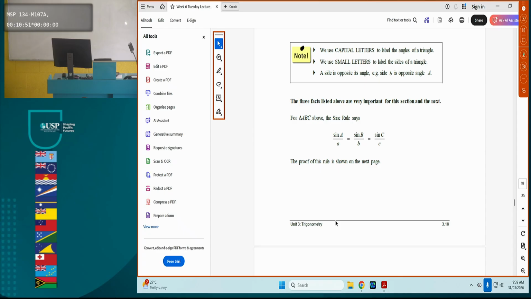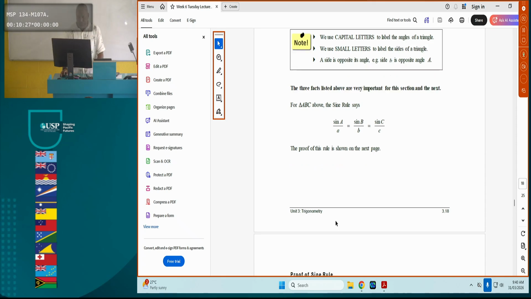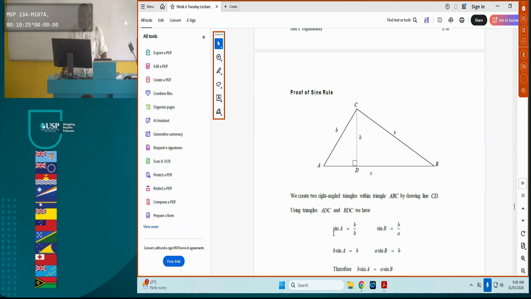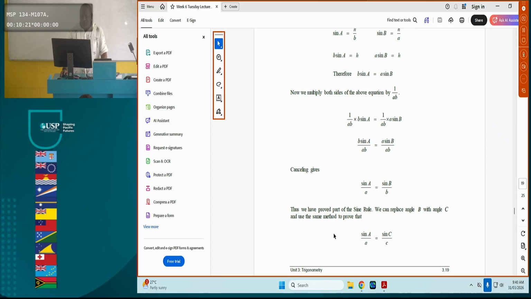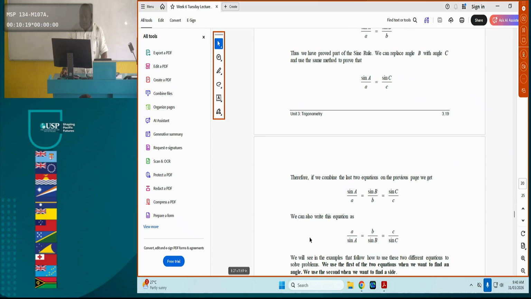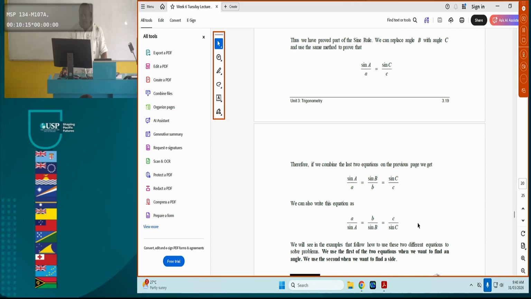There's a longer proof for this. I don't want to dwell too much on the proof. But if we invert this, we still retain the sine rule. This version of the sine rule is used for certain types of question, and the inverted version is used for a different type of question. Here, if I invert it, A over sine A equals B over sine B equals C over sine C.